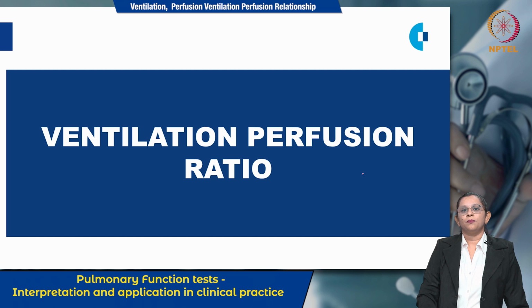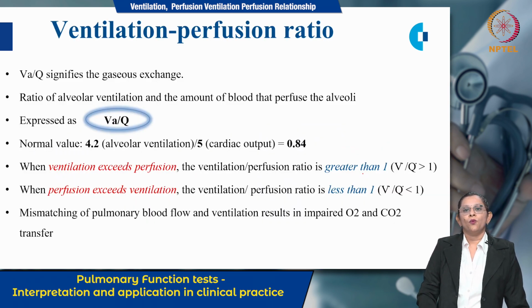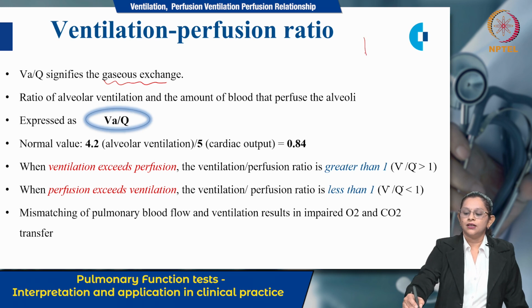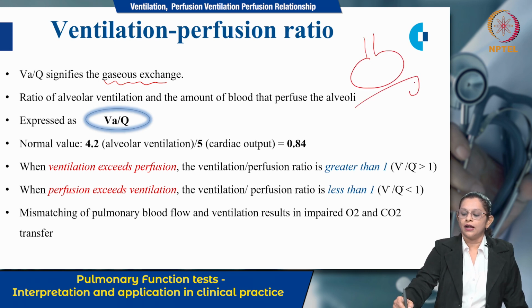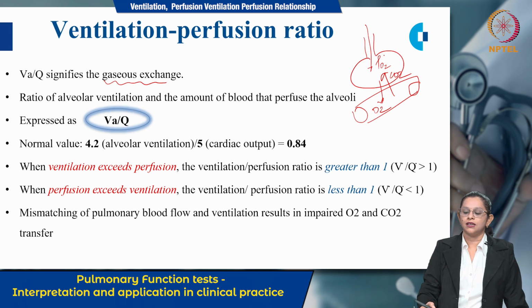Coming to the ventilation perfusion ratio. We have seen concepts on ventilation, we have seen concepts on perfusion, how both are related and how it is clinically important. So what does the ventilation perfusion ratio signify? It signifies the gaseous exchange. The major function of the lung or the alveoli is to undergo gaseous exchange. So considering this as an alveoli, oxygen enters into the alveoli and then into the capillary blood vessels, and there is exchange of carbon dioxide from the capillary blood vessel outside into the alveoli. This is the gaseous exchange process.